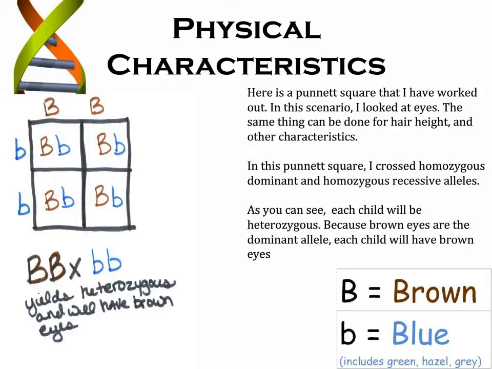In this Punnett square, I worked out the cross between two homozygous individuals. So I crossed between homozygous dominant and homozygous recessive. As you can see, we are generating heterozygous individuals. The dominant allele will always overshadow the recessive allele. So despite having the little b in each child, they will all have brown eyes.